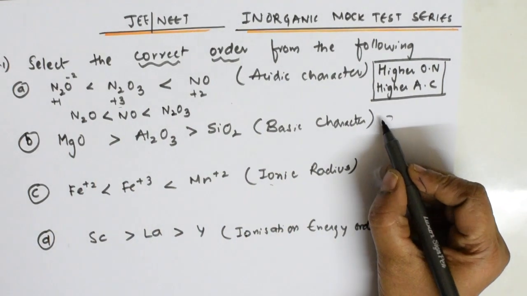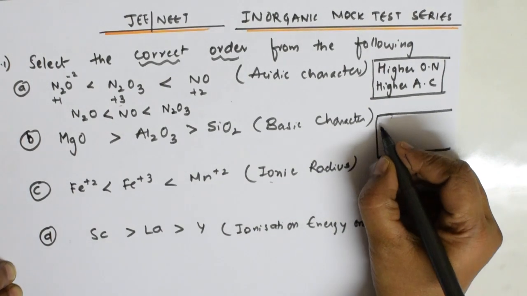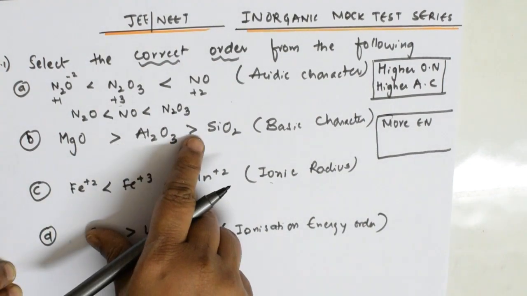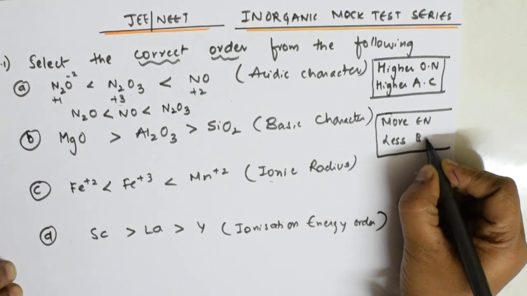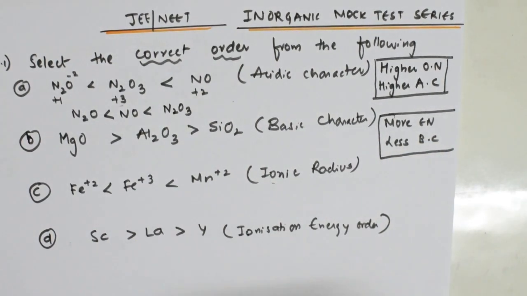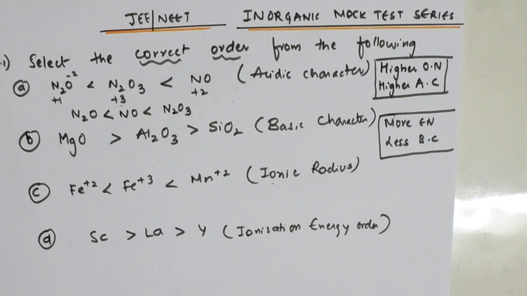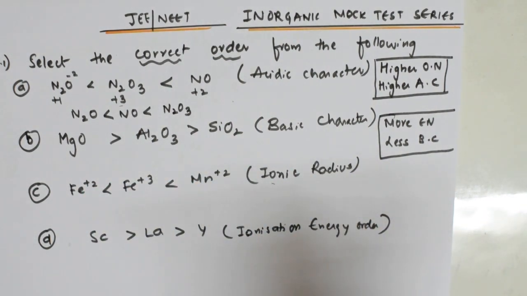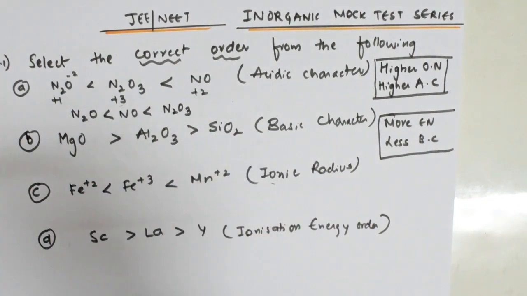The next trick is for basic character, which you have to remember. Basic character depends on what factor? Remember, more electronegativity of the central atom: if the central atom is more electronegative, the basic character will be less. BC means basic character. Now when I move from left to right in the periodic table, the electronegativity increases, because the size of an atom decreases. Once again, more electronegativity, less is the basic character.